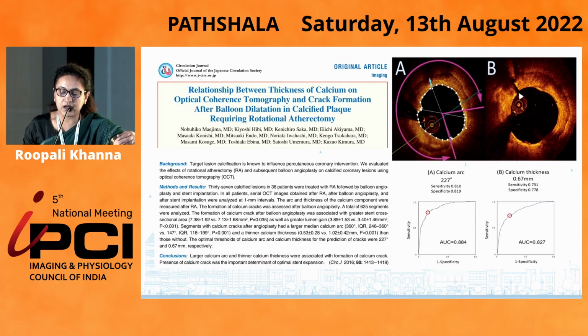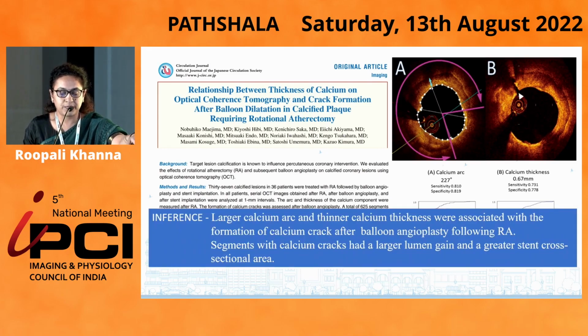They found an ROC curve cutoff of 227 and 0.67 thickness, and they concluded that you have to achieve a thickness of less than 0.6 millimeter to show that the balloon expansion is better. So a larger calcium arc and thinner calcium thickness were associated with better formation of cracks in these cases.